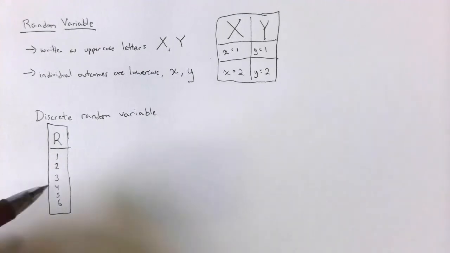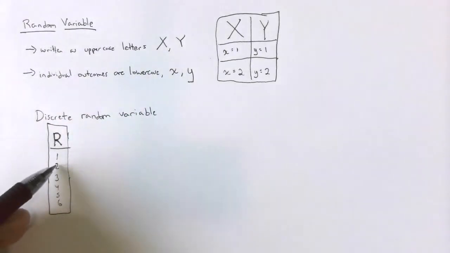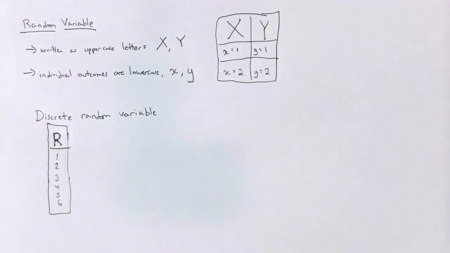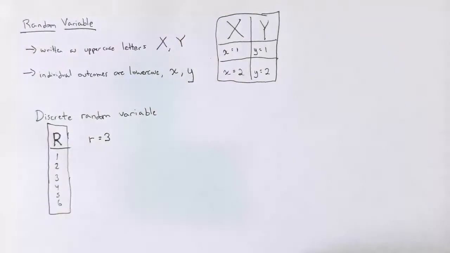And in this case, if I roll my die, I know that my random variable is big R, but the individual outcome that I get, for example, let's say I roll my die and I land on a 3, then I say that little r is equal to 3, because it's the individual outcome.